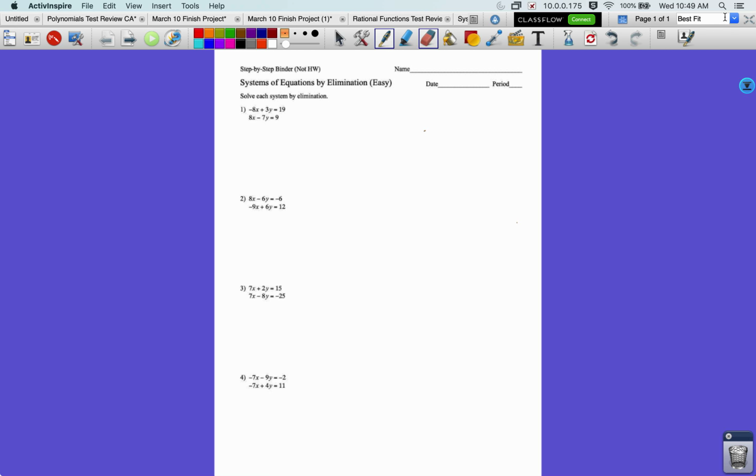Equations by elimination, easy step-by-step binder lesson.